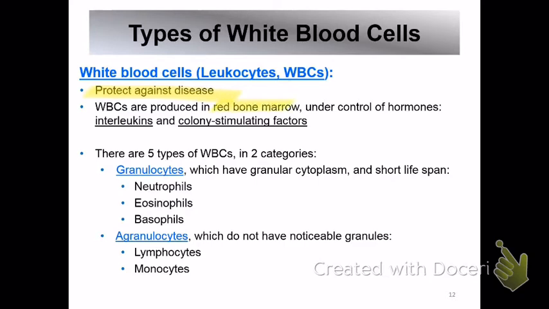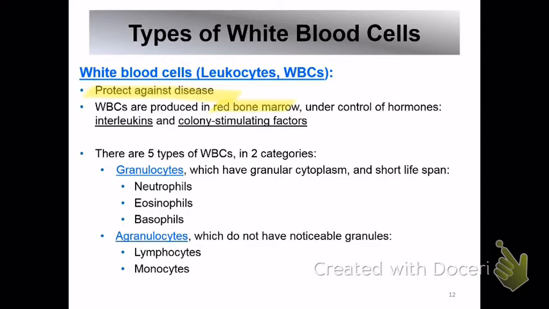Okay, they are also produced in red bone marrow. So not yellow bone marrow, but red bone marrow. And they are under the control of hormones. Imagine hormones controlling something after that last one, right? Okay, there's 5 different kinds. And they divide them up into 2 different ways.